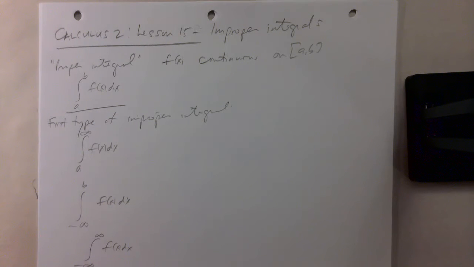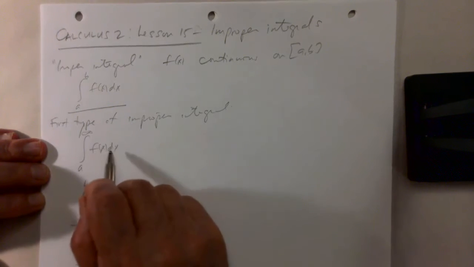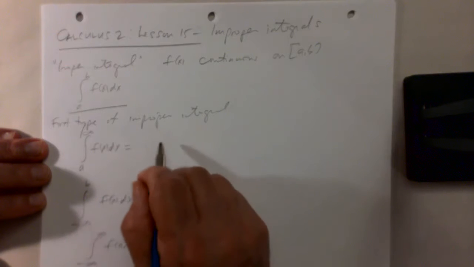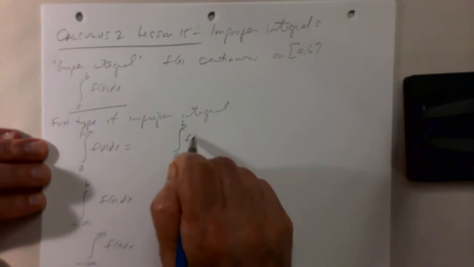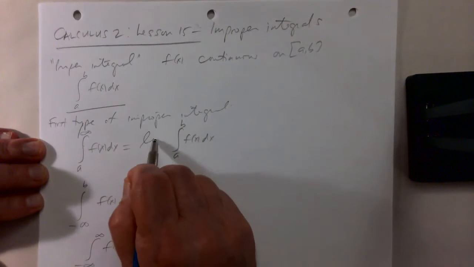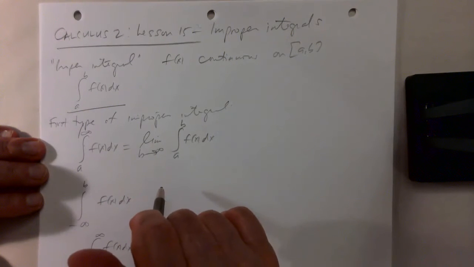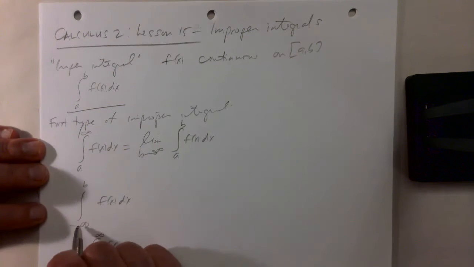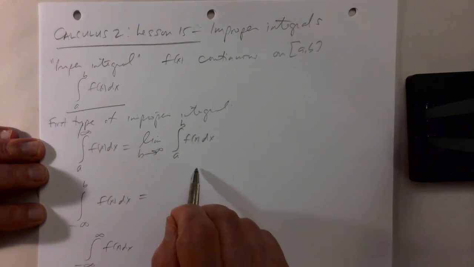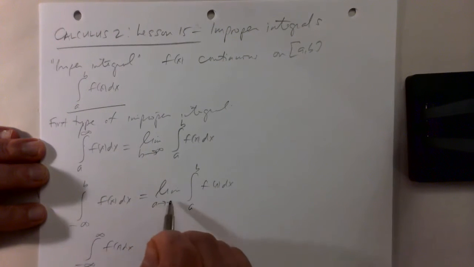So, the way we define these improper integrals is as follows. If you want to go from a to infinity, you can go from a to b, some number b, f of x dx. Compute this, it depends on the upper limit of integration b, and take the limit as b goes to infinity. We do something similar in the other two cases. If you have an integral from minus infinity to b, b is fixed, take the integral from a to b of f of x dx, and take the limit of that as a goes to minus infinity.